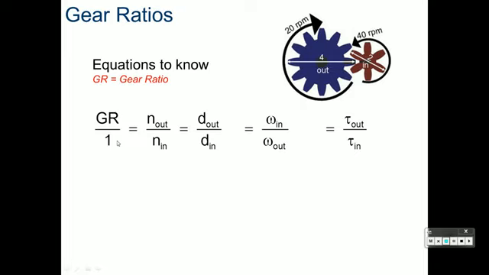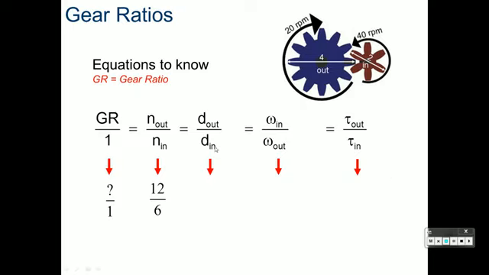So a gear ratio over 1 we say is the number of teeth for the driven gear over the number of teeth for the driver gear, and that's equal to the diameter of my driven gear over the diameter of my driver gear, which is equal to the speed of my driver gear over my driven gear, which is equal to the torque of my driven gear over the torque of my driver gear. It's a big mouthful to say, but what's nice is they work out equal, and these are nice easy equations to work.